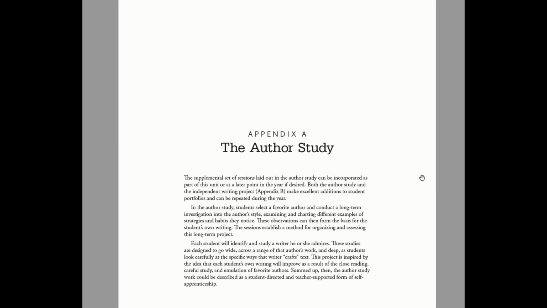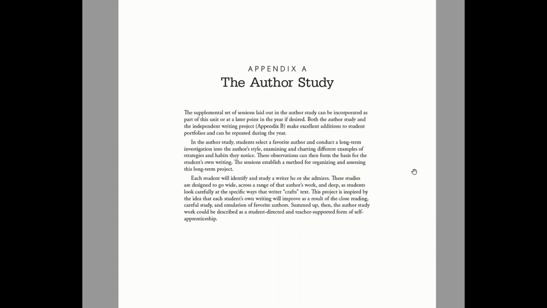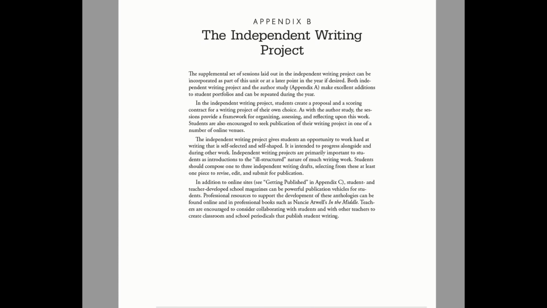The author study sessions lay out a course of work in which students closely examine the work of a favorite author of their choosing and consider what defines that author's style, noting examples from their texts and occasionally completing their own mimicking exercises. The independent writing project, similar to 7th grade's work, sets up some ways for students to plan and set goals around specific writing projects that they will later submit as final revised products.